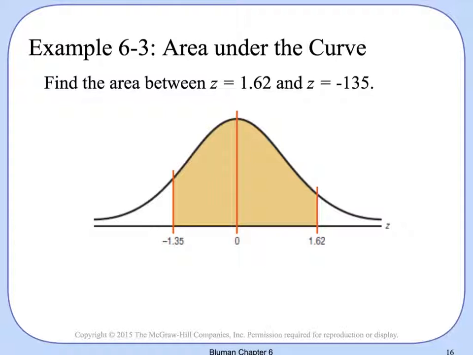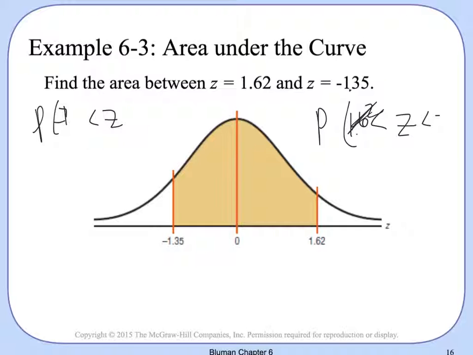This is, again, the same thing as saying the probability that z is between 1.62 and negative 1 point. There's a missing decimal point here. This is not negative 135. This is 1.35. So this is the probability that z is between negative 1.35 and 1.62.